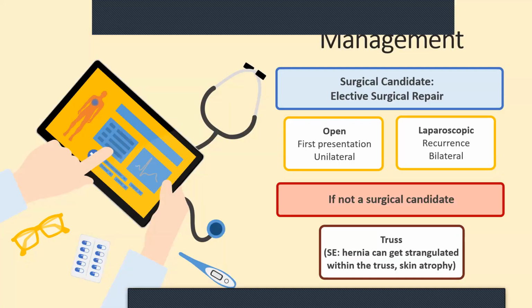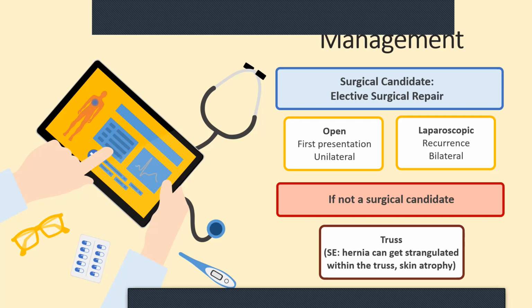So how to manage these sorts of patients? If the patient's stable and the hernia is reducible, they should undergo elective surgical repair. Knowing whether they've had previous abdominal surgeries is quite important, because if it's their first presentation and it's unilateral, usually it's an open repair. However, if it's recurrent, so they've had a prior surgery, or if they have bilateral hernias, they'll need a laparoscopic repair.